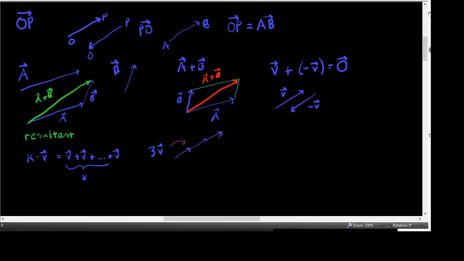K can be any real number. The magnitude of the resultant will be the absolute value of k. Because magnitude is a size, it's got to be positive. And if you were doing negative 4v, for example, that would go something like this. Pretend like that's exactly 4 times the length of v, but pointing in the opposite direction. And its magnitude would be the absolute value of negative 4.